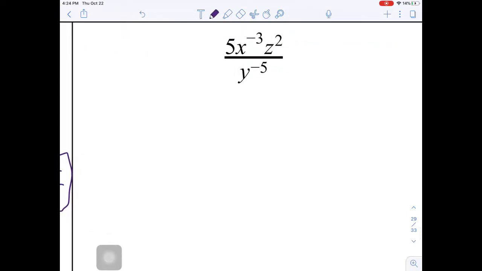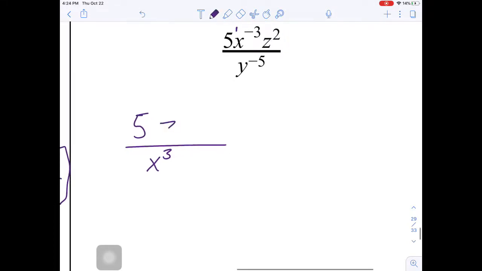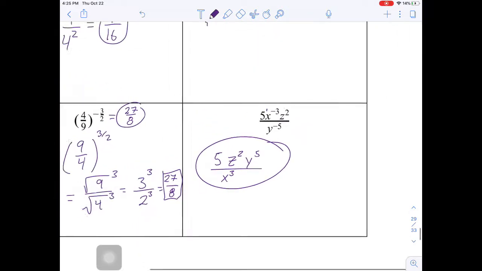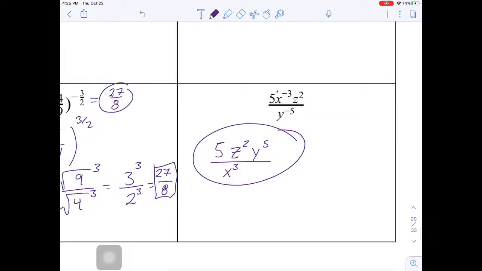So here, my 5, I can't do much with. It's going to stay on the top because it has a positive 1 as its exponent. My x has a power of negative 3, so I'm going to bring that into the denominator's position and represent it as x to the power of 3. Z squared has a positive power, so it's going to stay on top. And then y to the power of negative 5, I may as well bring that to the top, and I get y to the power of 5. And there's my solution there. I cannot simplify that any further.